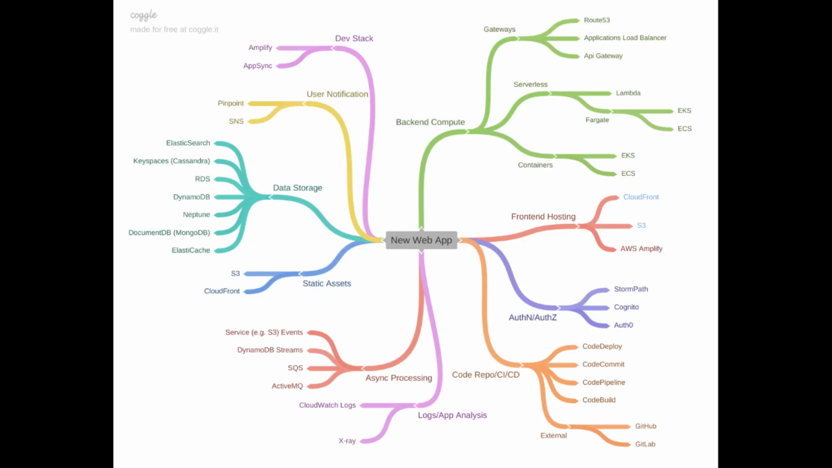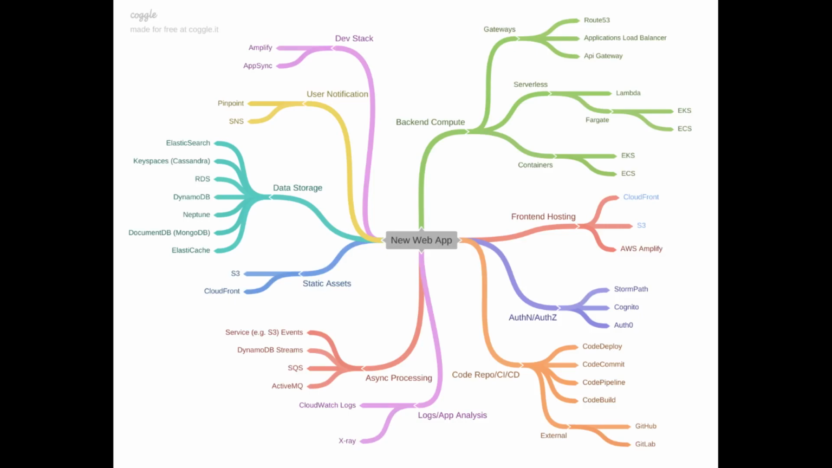Neptune is, I would say, the graph database, not GraphQL, graph database. DocumentDB is the MongoDB database. Keyspaces is the Cassandra database. And again, all of these are fully managed for you. So all you have to do is just click a button and it works.